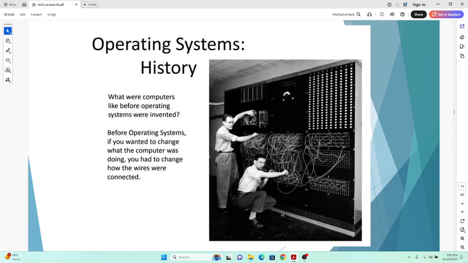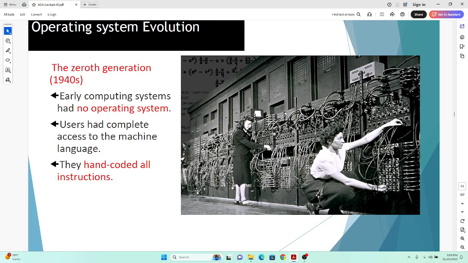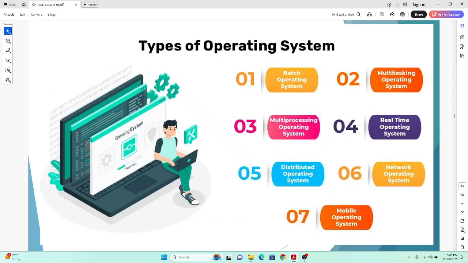As you can see, there are two operators here and they are manually communicating with the computer with the help of wires because they don't have an operating system. So we will talk about the zero generation of operating system, in which there was no operating system and the operators would have to hand code all the instructions by themselves and they used machine language.